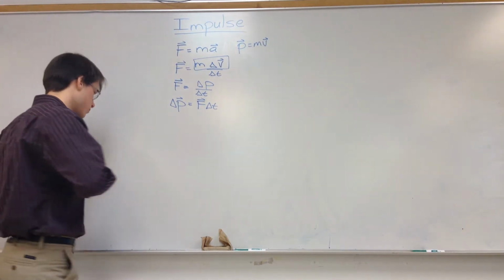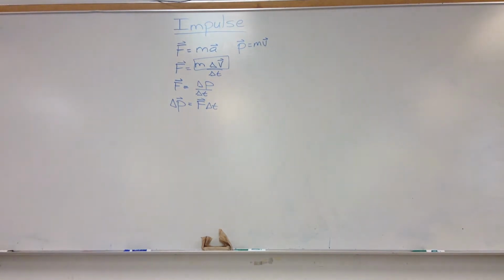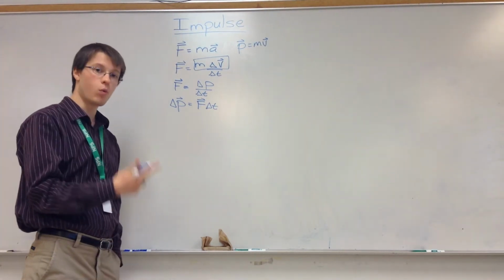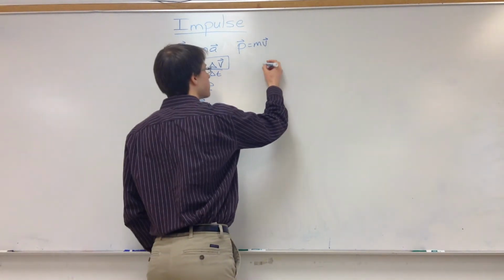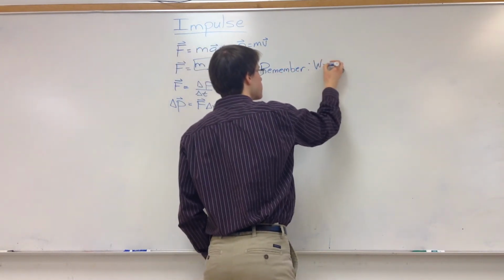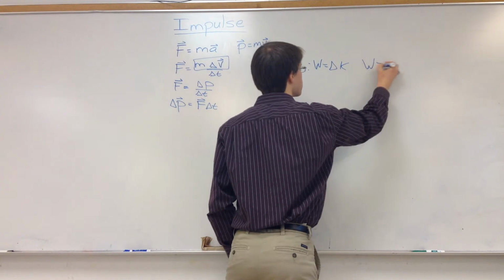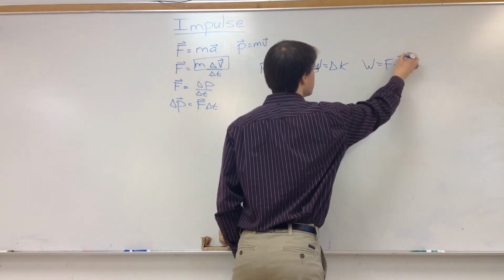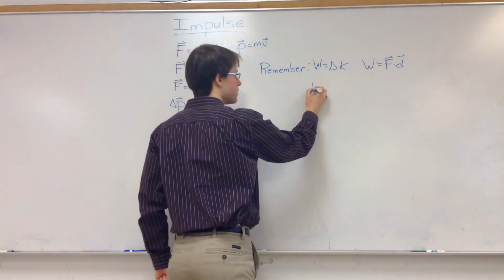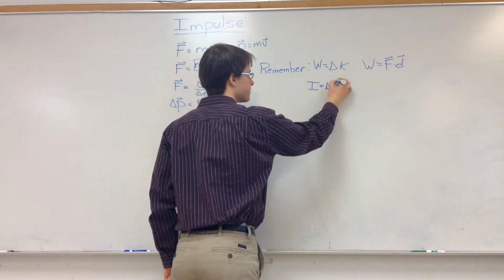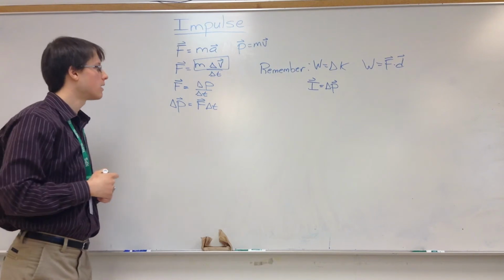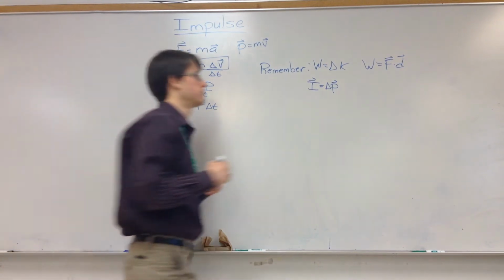So this we've already seen once, and this actually has a name. In fact, if you think back to work and energy, you remember work is equal to the change in kinetic energy, and work is equal to force times displacement. I'm jumping ahead of myself here. Impulse is equal to the change in momentum. And impulse is a vector, since change in momentum is also a vector. And we can say that impulse is equal to force times time.